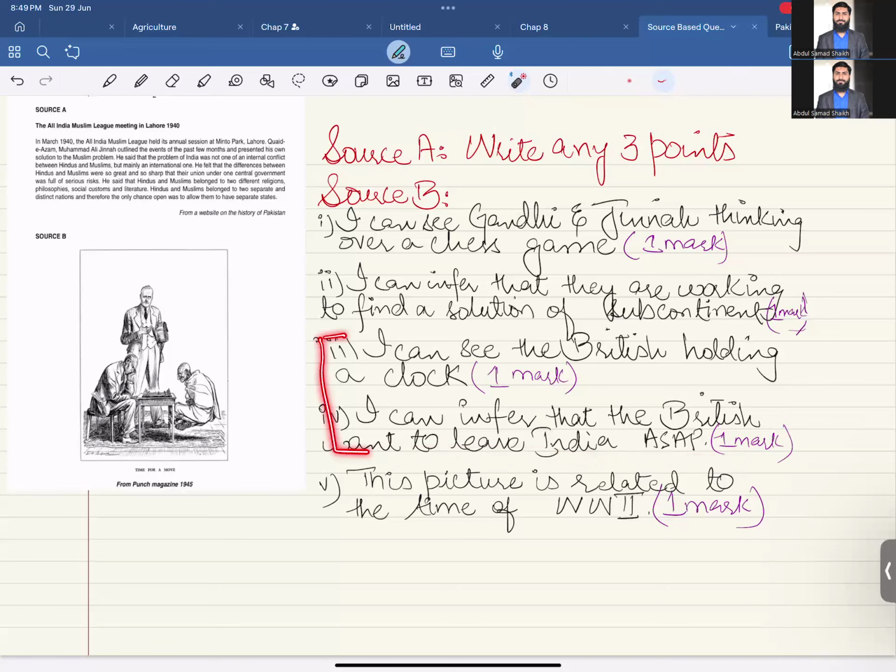Again, this is the second pair of 2 marks. This is the first pair of 2 marks. Event identification: if we talk about this picture, below the picture the date is written, 1945. So this picture is related to the struggle of handing over the power from the British to the Indians. We can write it like this as well, or else I have written here that this picture is related to the time of World War II.